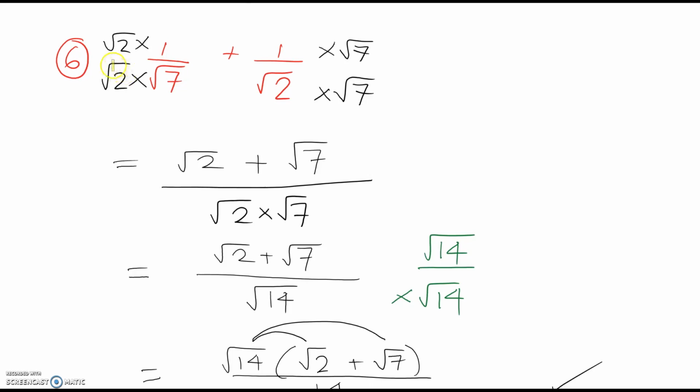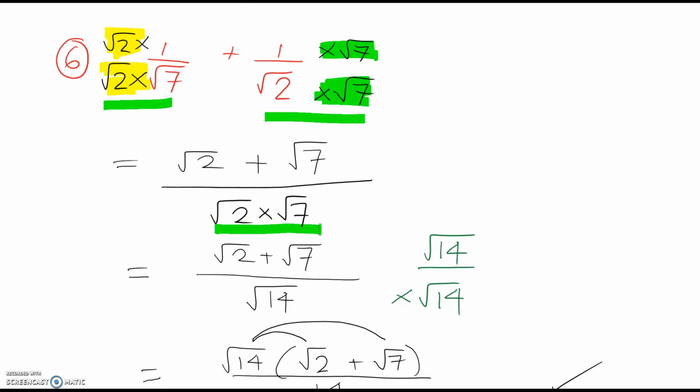So I've times this one top and bottom by root 2, and I've times this one top and bottom by root 7. Why have I done that? Because that gives me a common denominator of root 2 times root 7. They're the same.